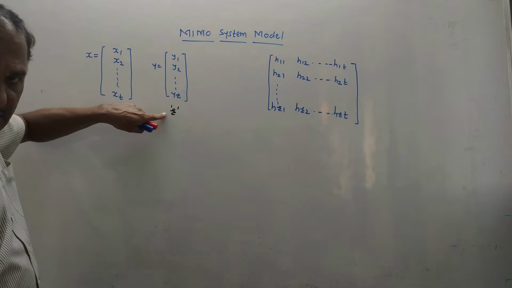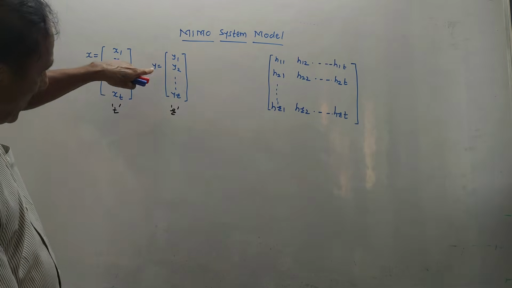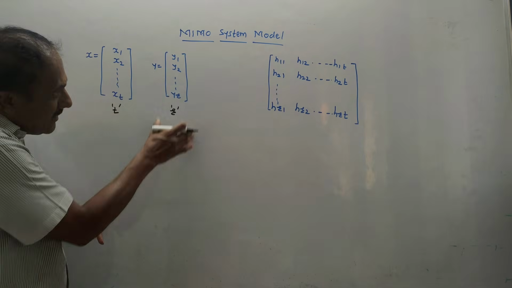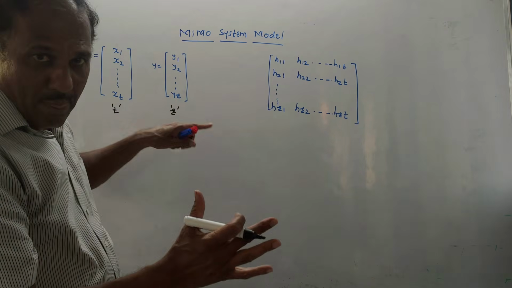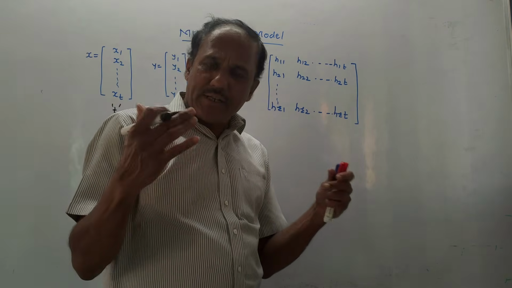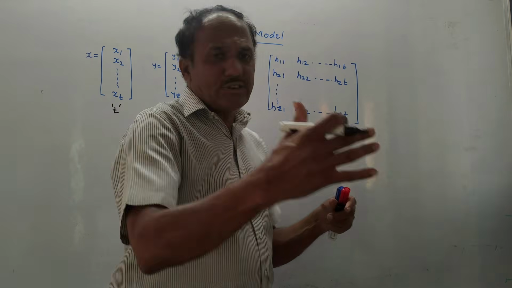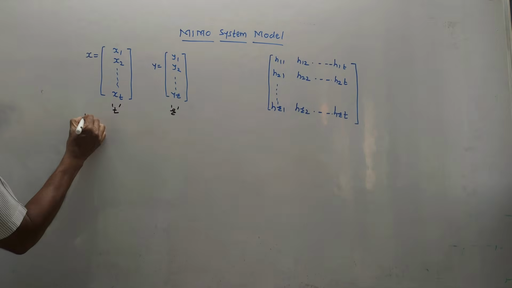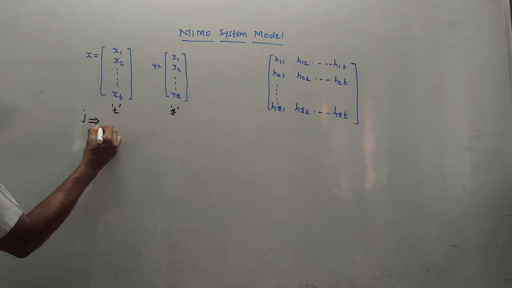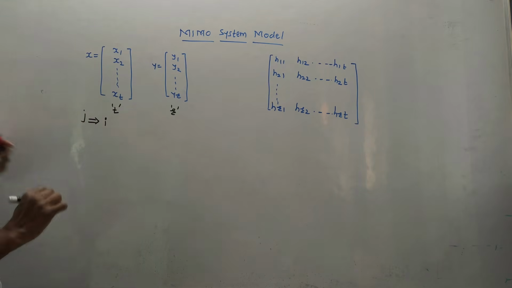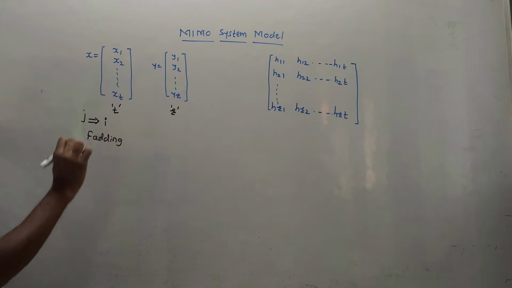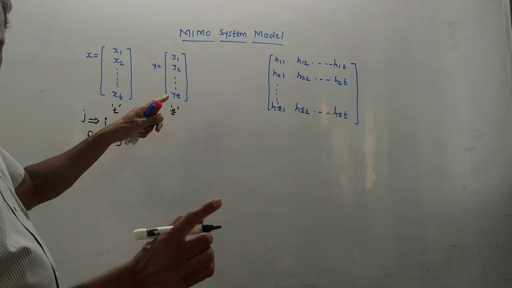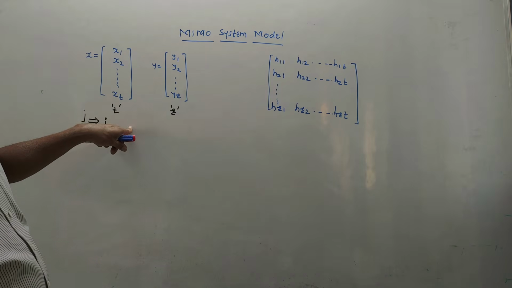Similarly, there are, let us say, r receiving antennas at the receiver side, which is denoted by y. So this is again a column matrix which is expressed as y1, y2 up to yr. Now, since this is a multiple input, multiple output system, there can be a cross connection. That means the jth transmitting antenna can transmit the signal to the ith receiver, which will cause the fading effect. We have already discussed this concept of fading. You can say it is a cross connection from the jth transmitting antenna to the ith receiving antenna.